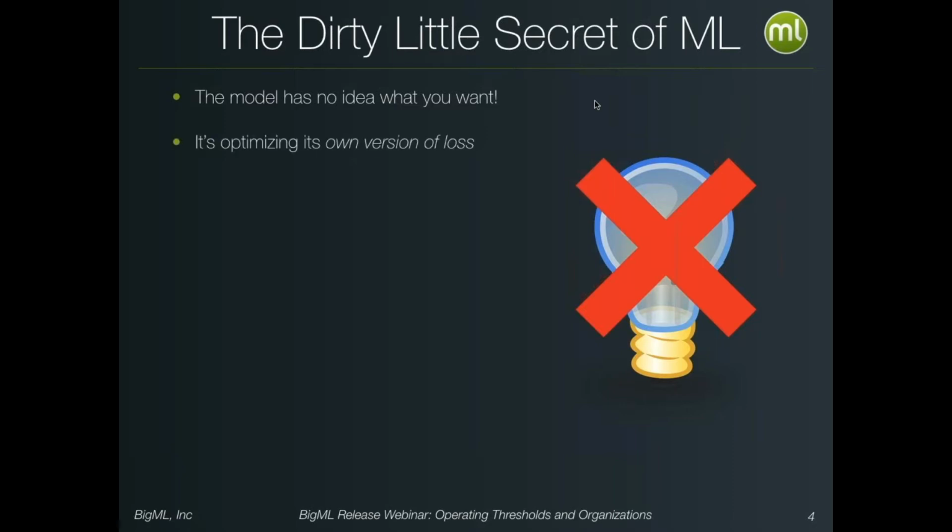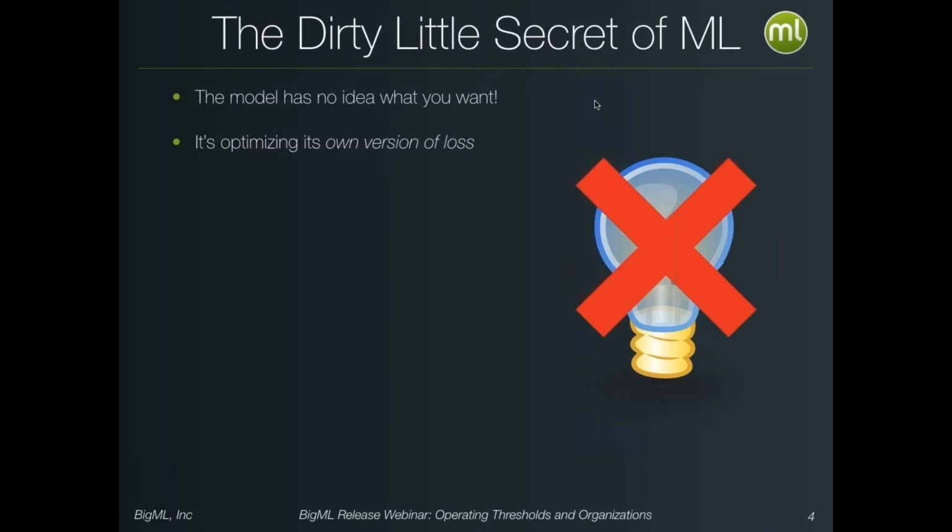The reason for this is that when the model trains, when the algorithm learns a model from your data, it's optimizing its own version of loss. What that means is the model's just going to try to get as good of an accuracy number as it can on the training data set you've given it, without any regard to the semantics of the data. So it doesn't know if one type of mistake is really bad and another type of mistake is really good. It's going to treat all mistakes equally.